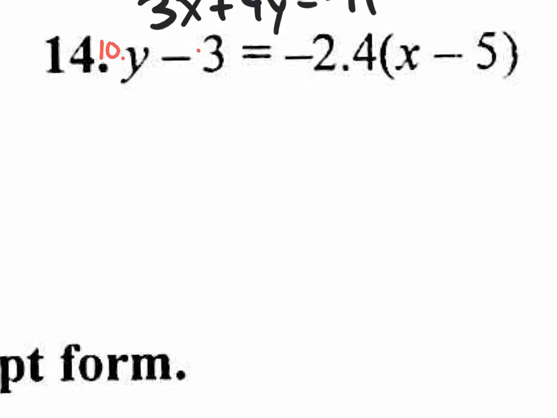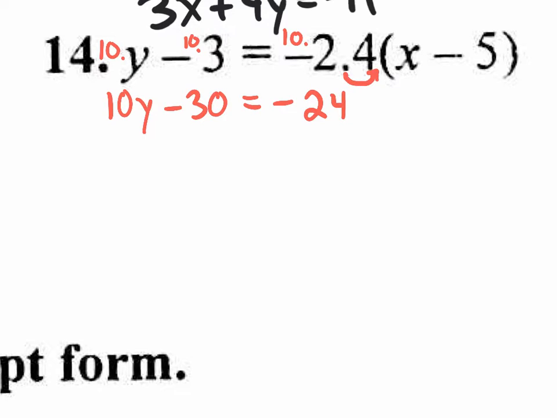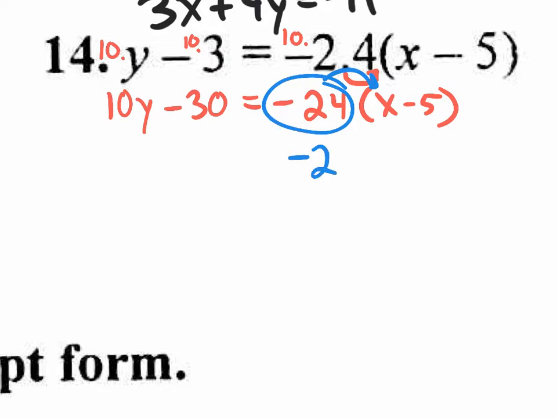So if I go times 10, times 10, times 10, and don't mess with the inside of the parentheses, you're going to have a new equation that reads 10y minus 30 equals negative 24, because after all, multiplying by 10 will make the decimal move over one position, and you still have the parenthesis x minus 5. Now, we've gotten rid of the decimal. Now we need to get rid of the parenthesis by distributing negative 24. So negative 24 times x is negative 24x. Negative 24 times negative 5 is positive 120.